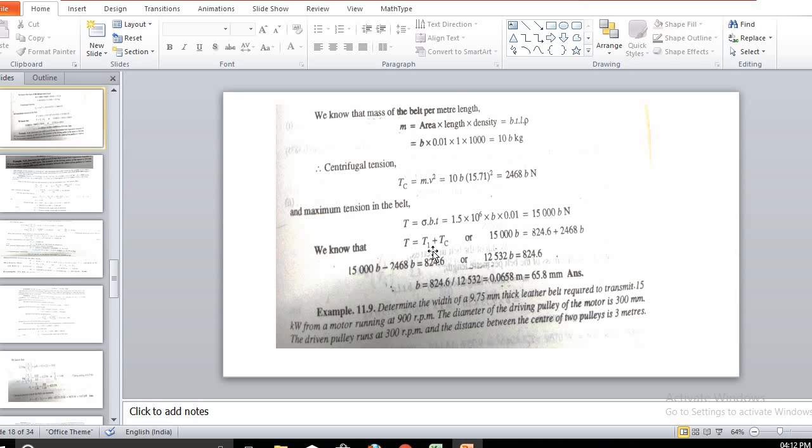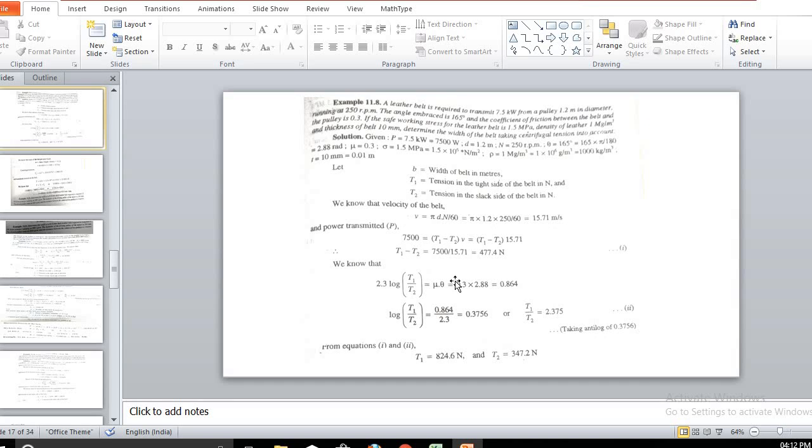So T is nothing but T1 plus Tc. And then we move further and we can find out the answer.